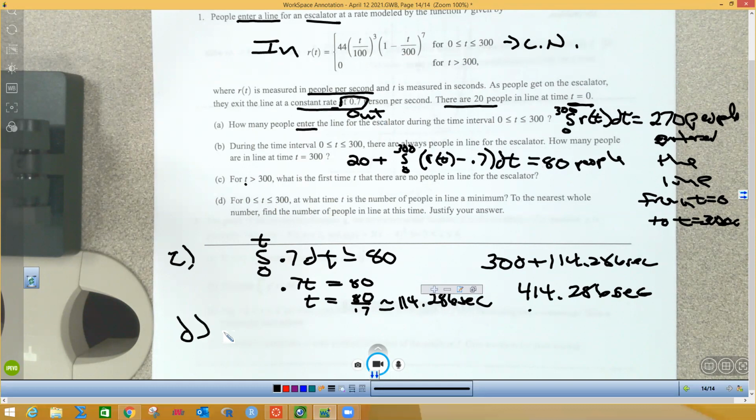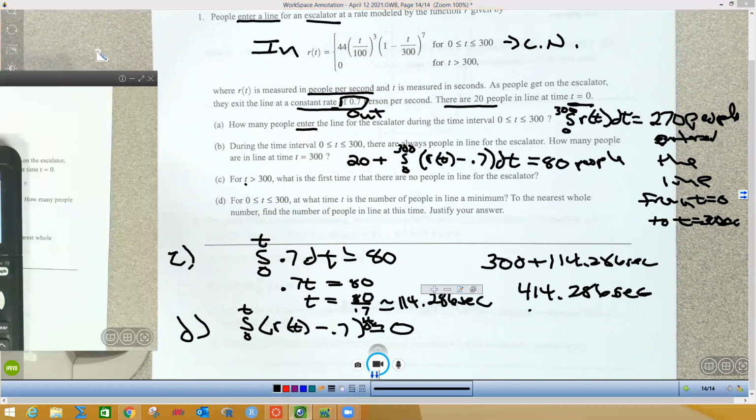So what I want to do is find when the integral from 0 to some t of r of t minus 0.7 equals 0, as I left off my dt, will be my critical number. So I'm going to do that on my calculator right now. So I'm going to, oops, let me get my picture of my graph back up here.